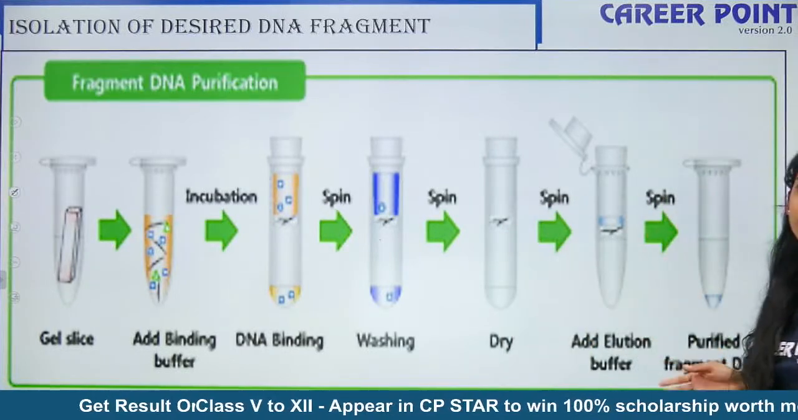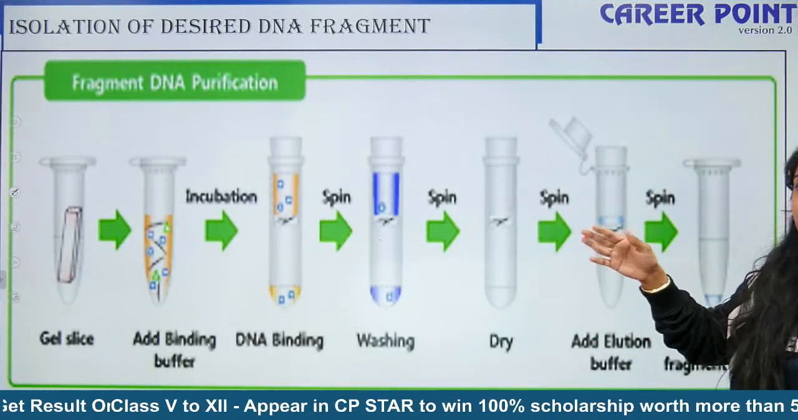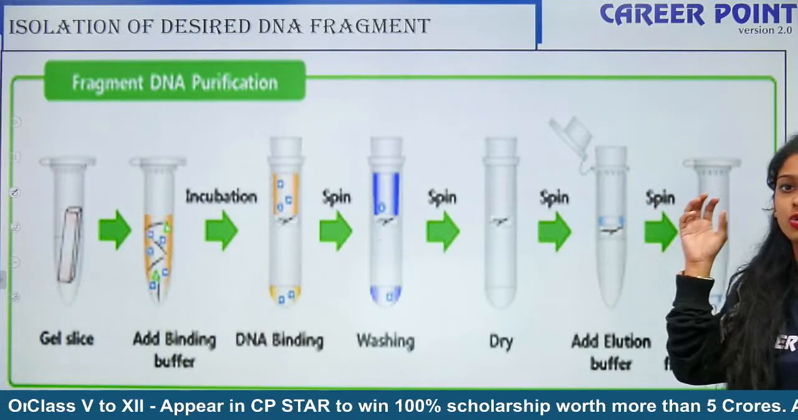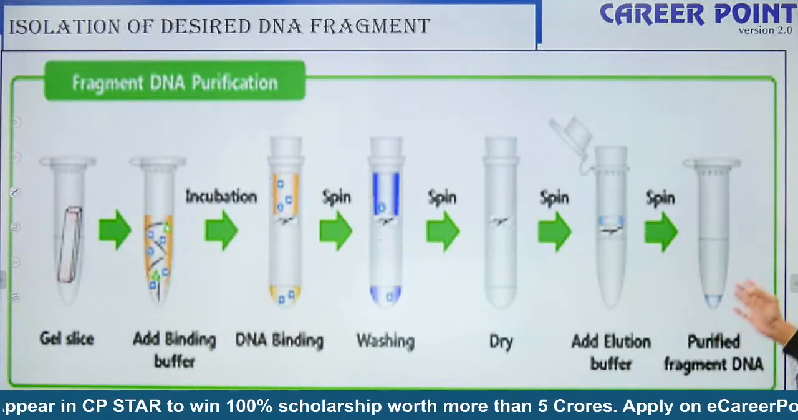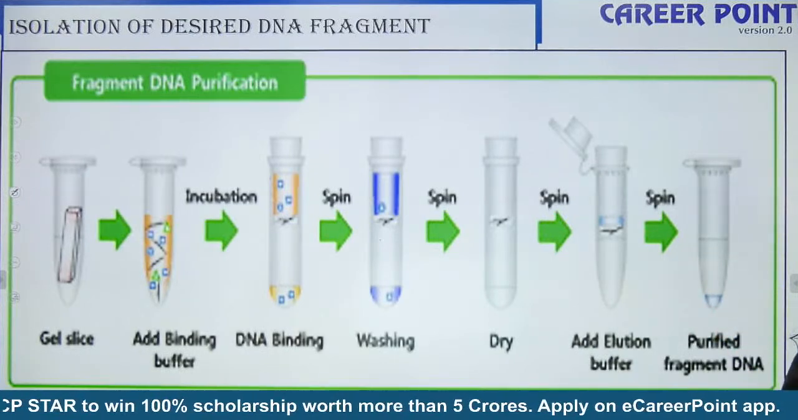So these are various processes. You don't have to go into much detail. I am just showing you how it happens. So how are you going to take that piece of DNA out? Finally, you elute it and you get your purified DNA fragment.